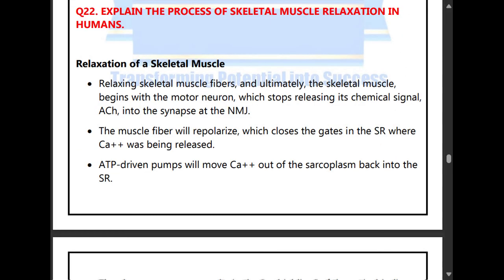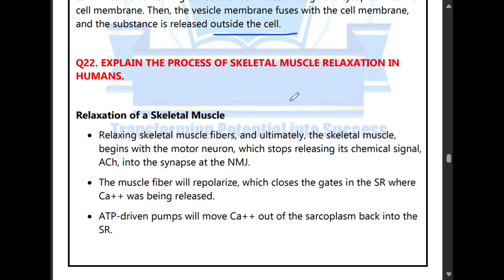Question 22. So you've seen question 10 was talking about contraction. Then question 22 is talking about relaxation. So the question says, explain the process of skeletal muscle relaxation in humans. Now, this is interesting, right? I'm sure most of you are learning and the like.